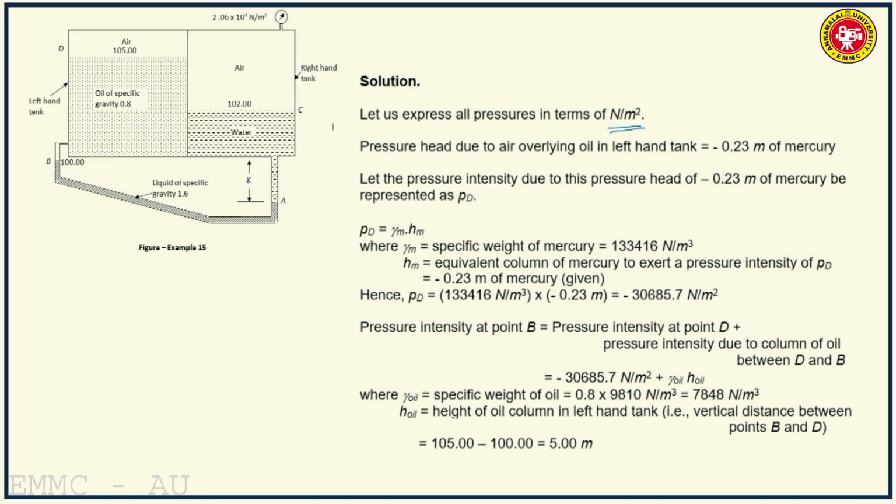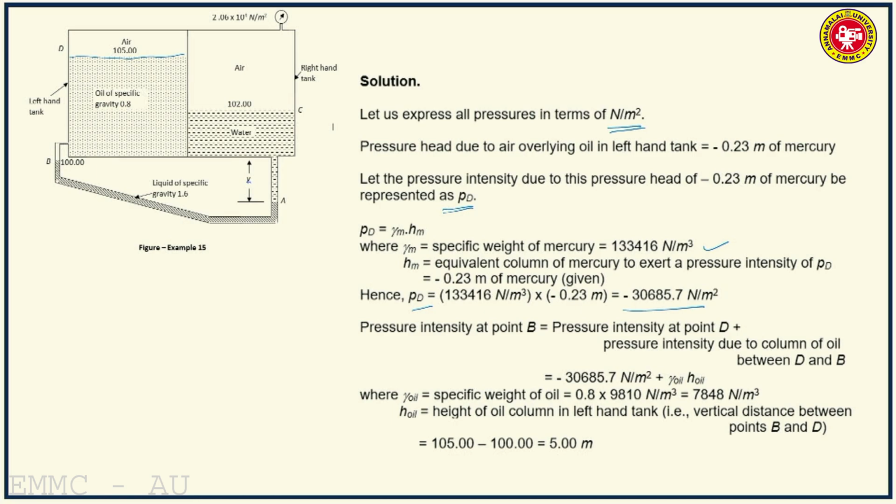So let the pressure intensity due to this pressure head of minus 0.23 meters of mercury be represented as PD. It is at the surface of oil, which is not atmospheric, it is under negative pressure. So PD is equal to gamma m Hm, where gamma m is the specific weight of mercury, that is 133416 Newton per meter cube. Hm is the equivalent column of mercury to exert a pressure intensity of PD, that is minus 0.23 meters of mercury. So the pressure intensity at D, that is at the surface of oil in the left hand tank, will be minus 30685.7 Newton per meter square.